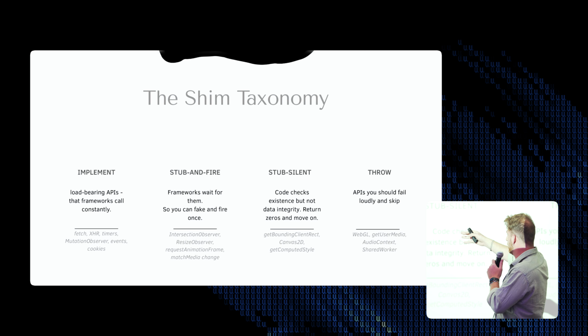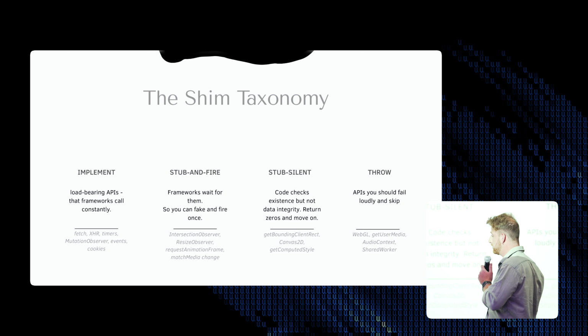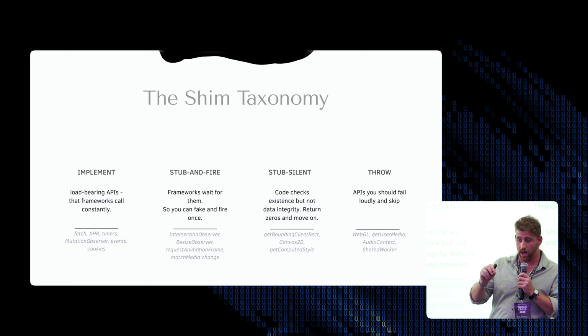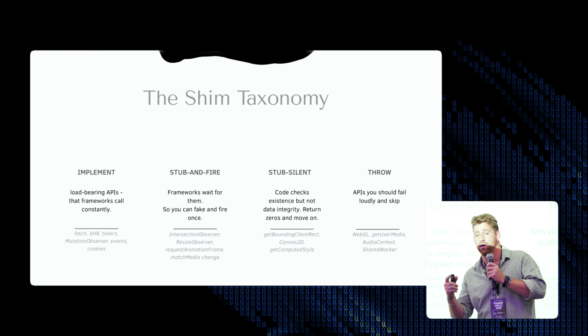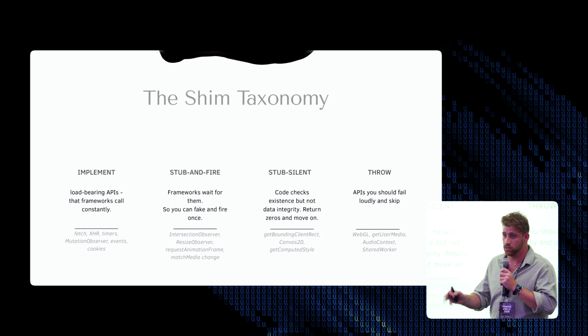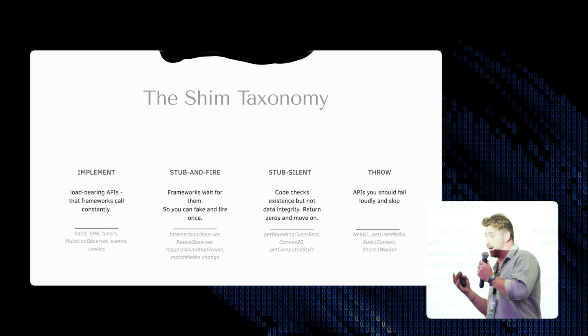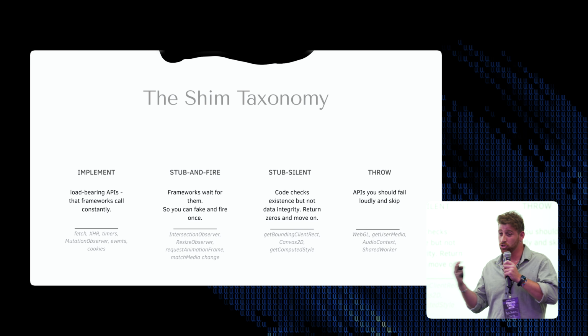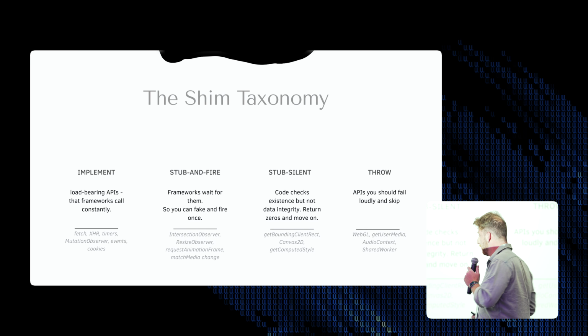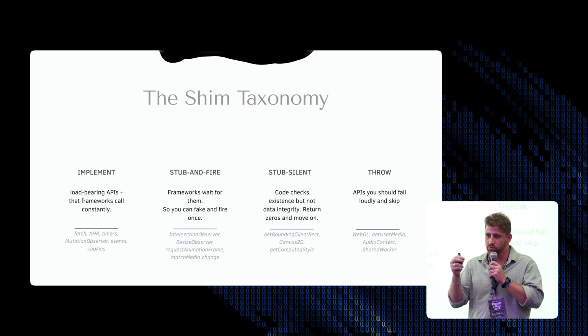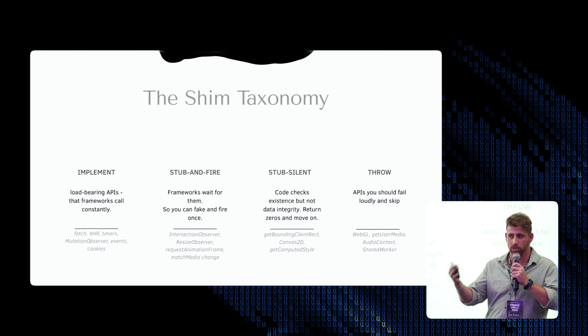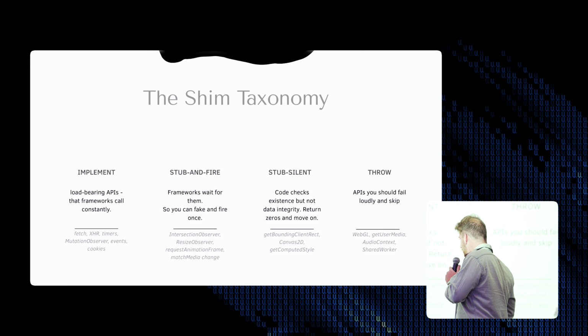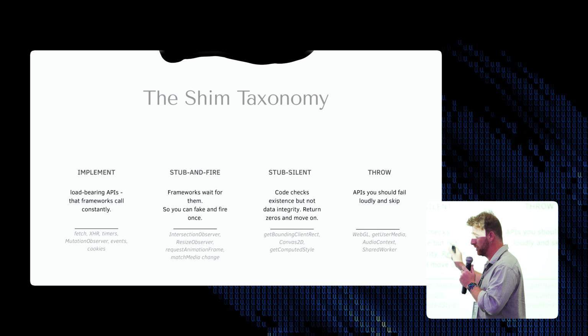This is pretty straightforward. We have the stub and fire. These are APIs that the frameworks call, but they just wait for them once. So whatever the framework gets from that value, we can just fake it and get whatever we want from that value. You can look up these APIs and you understand that with each value that you put, you get less or more content. But this is basically it. So you fake it once and you go.